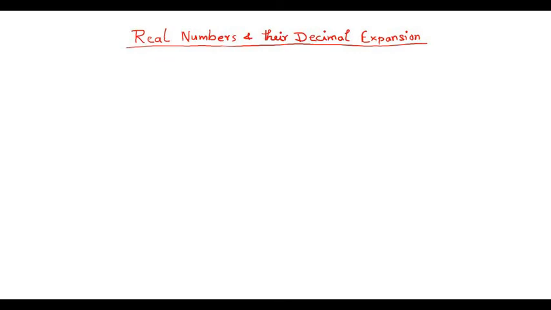So today we are going to learn about the real numbers and their decimal expansion. As we have studied, real numbers comprise rational numbers and irrational numbers. So these are the combinations of both rational numbers and irrational numbers. First we will learn about the decimal expansion of rational numbers.